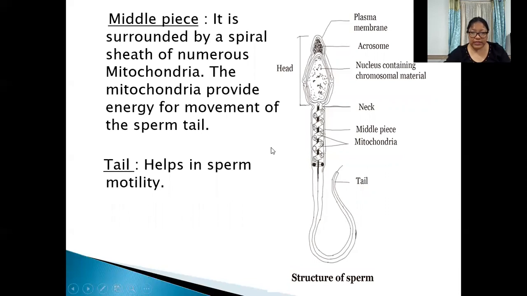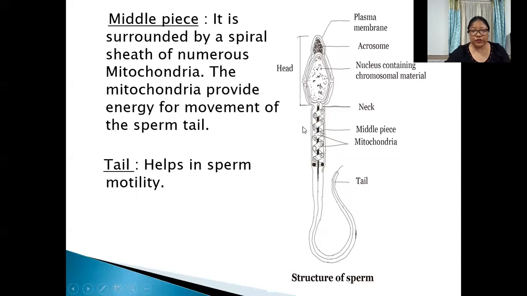Next, we have the middle piece. This is known as the middle piece. Starting from here till here, it is known as the middle piece. It is surrounded by a spiral sheath of numerous mitochondria. This spiral structure that you see is nothing but mitochondria, and they are numerous in number and spiral in structure. Now, we all know the function of mitochondria. In fact, it is also known as the powerhouse of the cell because it is the mitochondria that provides energy. In the same manner, even in the case of sperm, the mitochondria provide energy to the sperm for its movement.